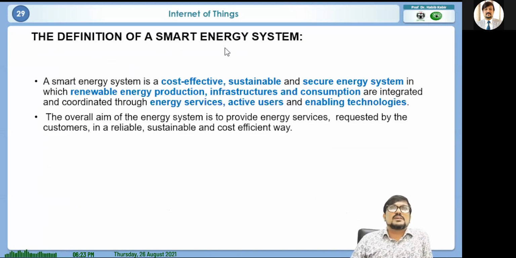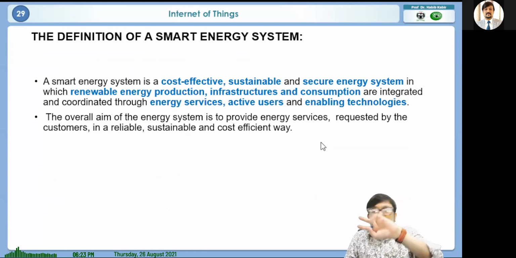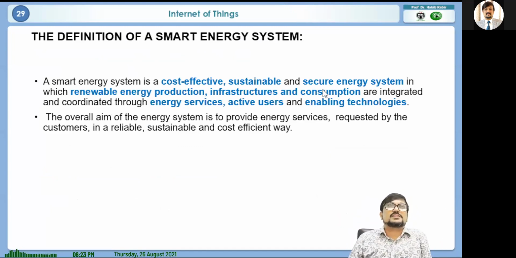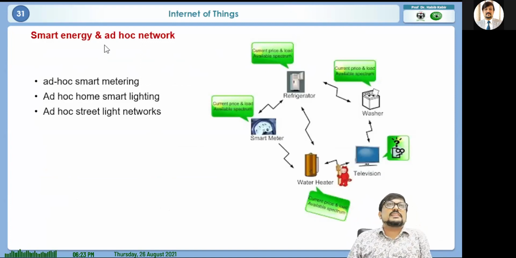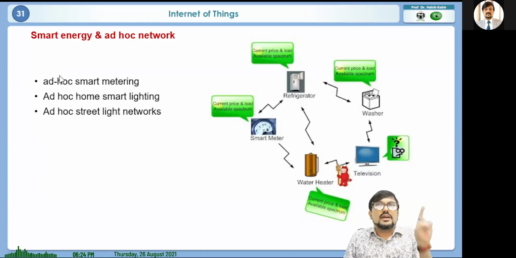So this is a smart energy system, because maybe I'll go for another slide. Okay, so smart energy systems are there. Definition of smart energy: 100% should be renewable and other things. The pictures are not that clear. So ad hoc smart metering will be there. Ad hoc home smart lighting will be there. Ad hoc street lighting will be there. This ad hoc is one kind of network that we'll discuss in the next semester with wireless. So this is temporary. Just know the ad hoc networking.